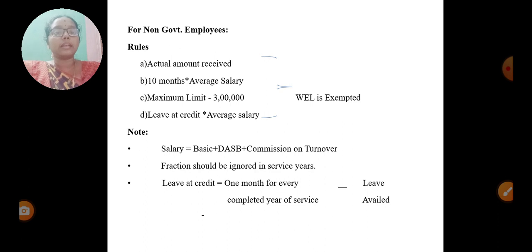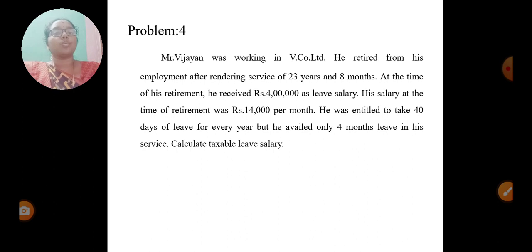How can we calculate the leave at credit? As per the IT rule, the sanctioned leave is 1 month for every completed year of service minus leave availed. That is known as leave at credit. The organization may sanction more than 1 month per year, but as per IT rule, they can provide only 1 month for every completed year of service minus leave availed. So from this problem we can get a clear picture.